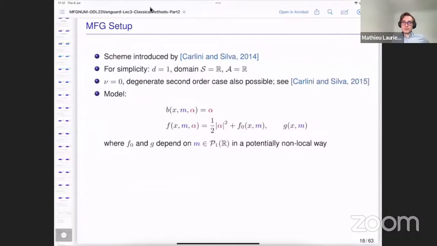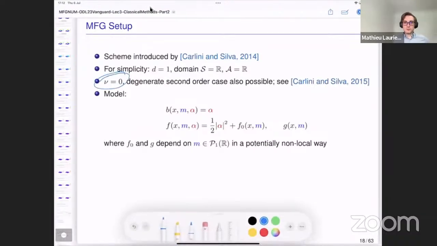So for simplicity, I take dimension 1. The state space, let's say, is R, and the action space is R as well. In practice, you may want to use a bounded domain, but here for the explanations, it will be the whole domain. We take nu equal to 0. So this is one nice thing with the scheme. It works with nu equal to 0, which is a bit challenging in the previous method that I presented earlier.